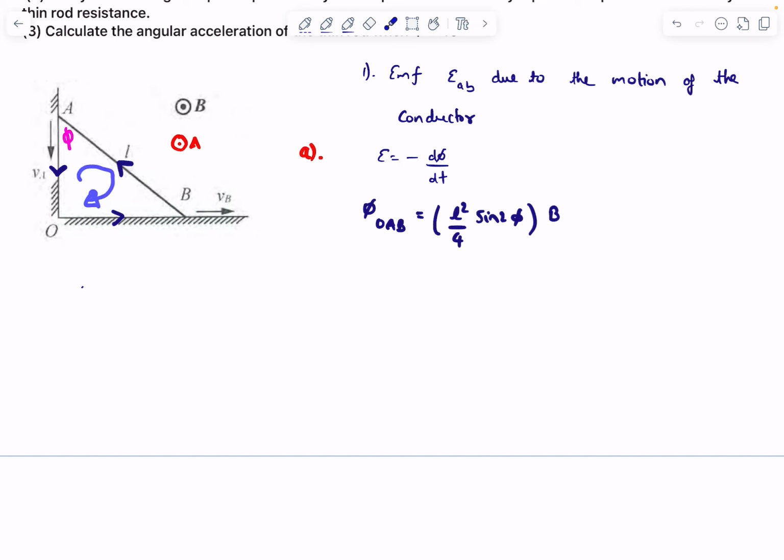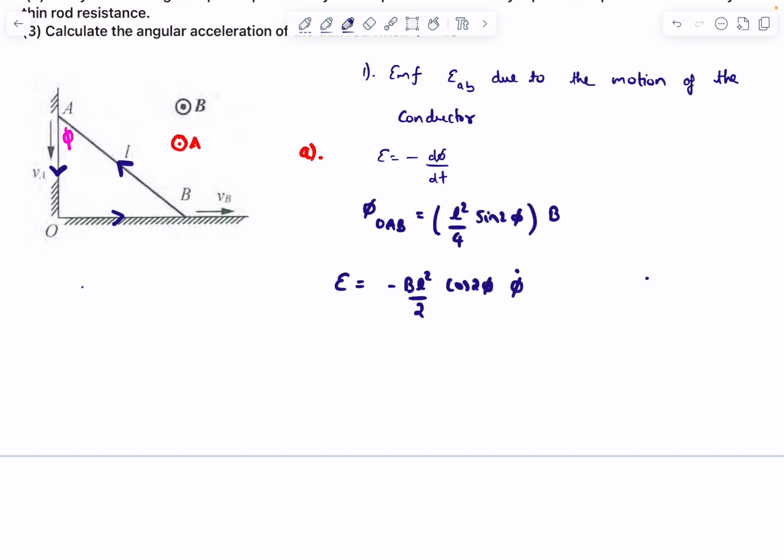So now let's just calculate E. We'll just have to differentiate this with respect to time and put a minus sign in front. So this is going to be minus BL squared by 2 cos 2 phi multiplied by d phi by dt. Okay, so now guys, d phi by dt is the rate of change of this particular angle. And if you observe, the rate of change of this angle phi is nothing but the angular velocity of the rod itself, right? Okay, so I'm just going to call it phi dot for now.